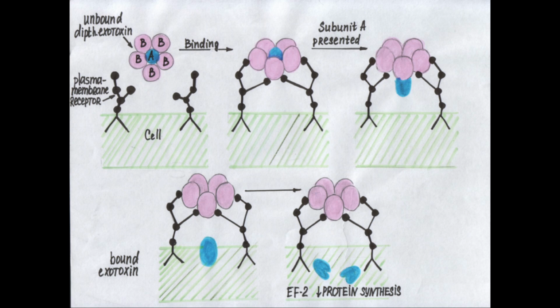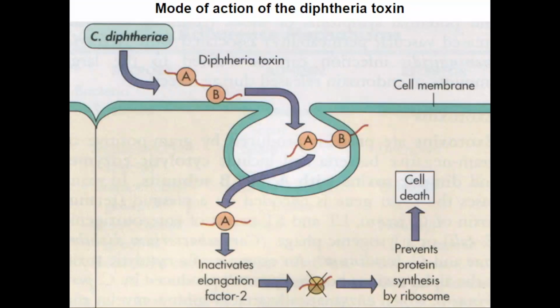Again, a bit of pathogenesis. Diphtheria toxin binds to the cell, and then subunit A enters the cell. Again, A and B of diphtheria toxin. B connects to the cell membrane, and A inactivates elongation factor 2, prevents protein synthesis by the ribosome, and causes cell death.